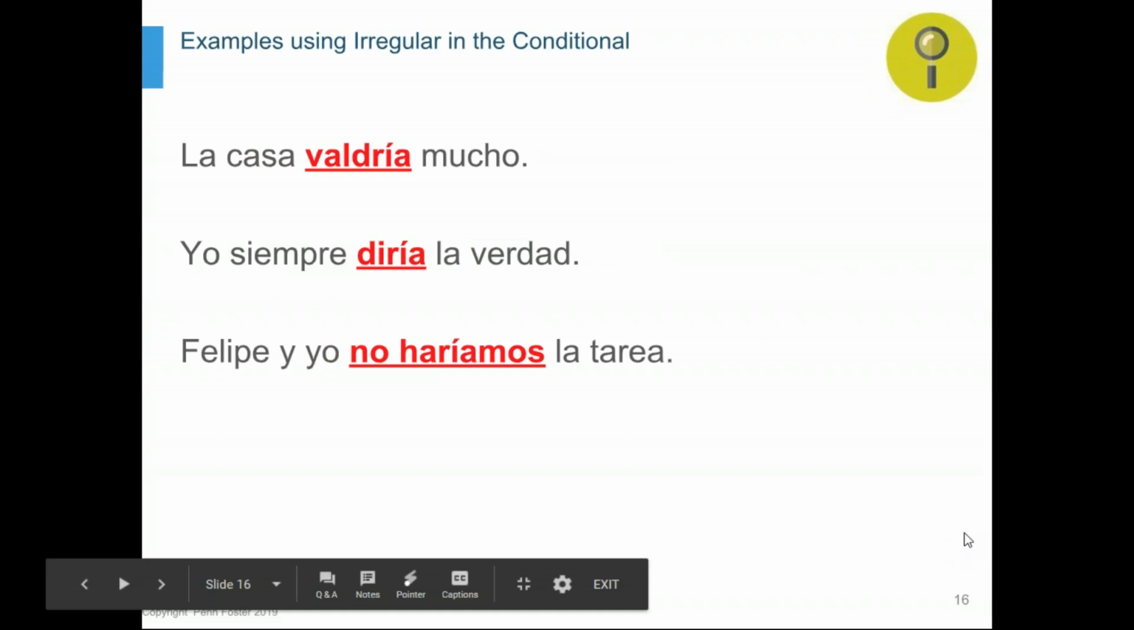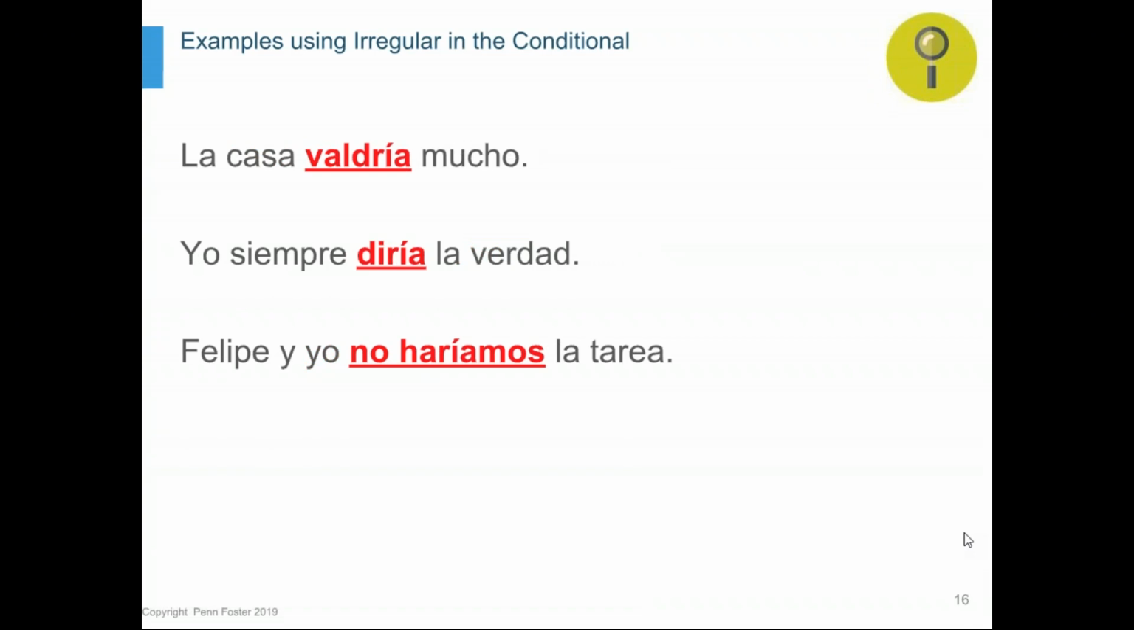And on this slide, a couple of examples using irregular verbs in the conditional. First verb is valer, to be worth or to value. Again, just happens to be one that has that dr, similar spelling like the previous three on the last slide. And that sentence translates as the house would be worth a lot.